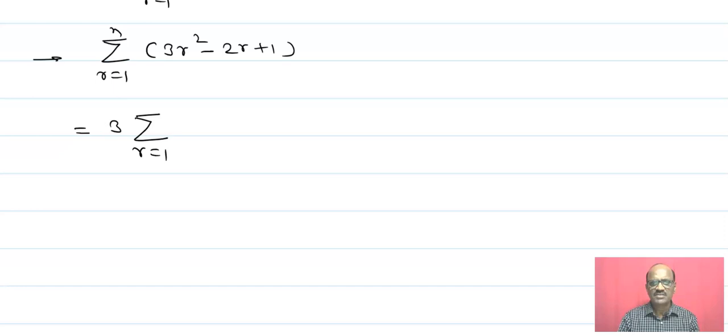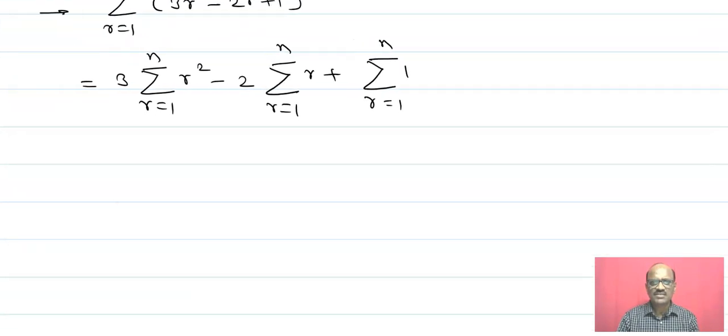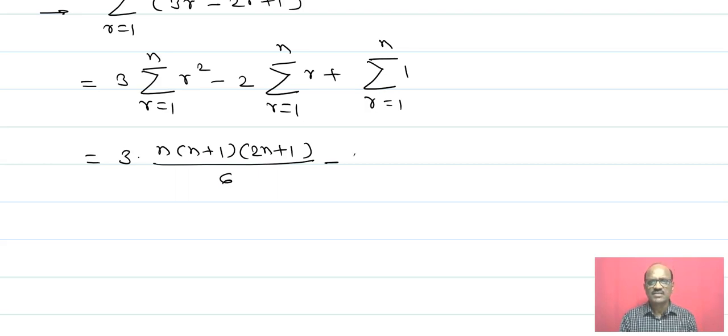Therefore, substitute the values. 3 into summation r equals 1 to n of r square minus 2 summation r equals 1 to n of r plus summation of r equals 1 to n of the constant, that is 3 into summation of the r square, n into n plus 1 into 2n plus 1 upon 6, minus 2 summation of the r, n into n plus 1 upon 2, plus summation of the 1 is n.